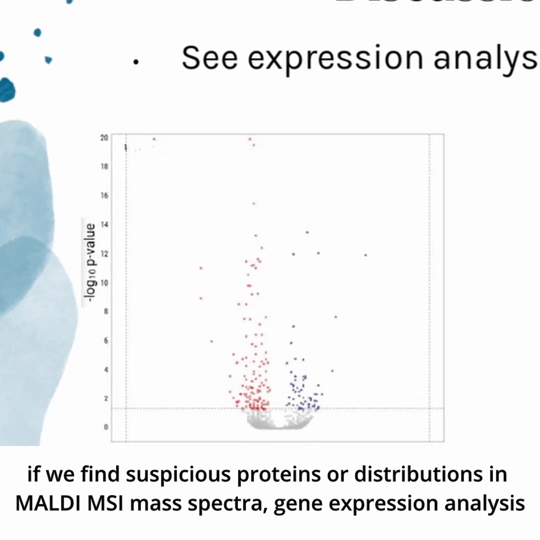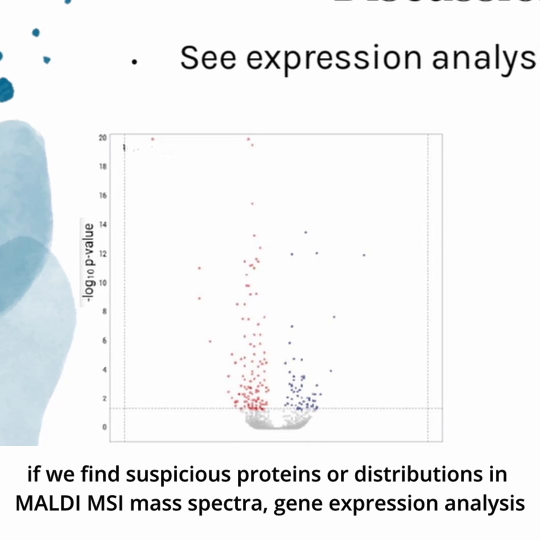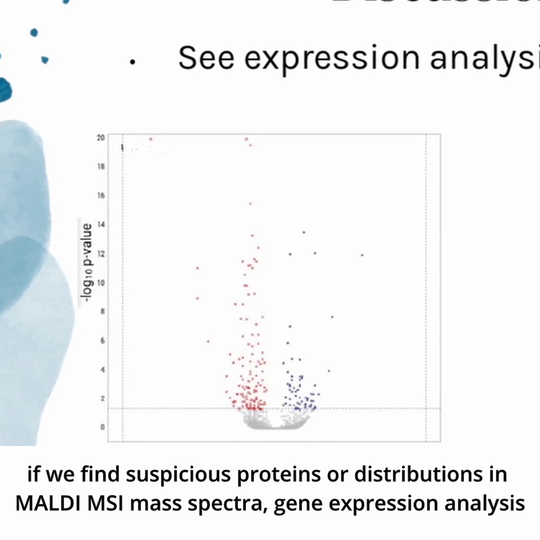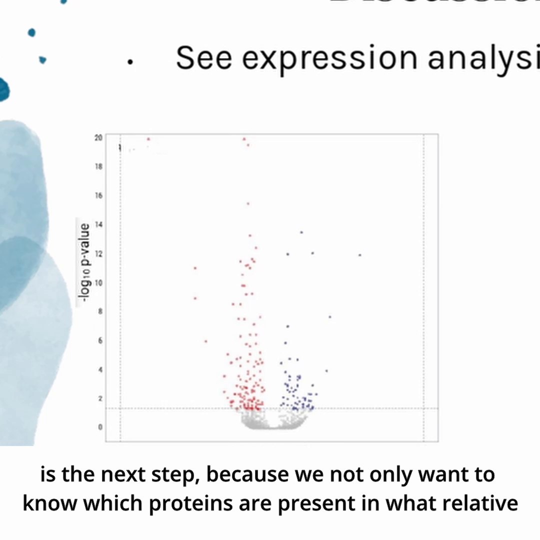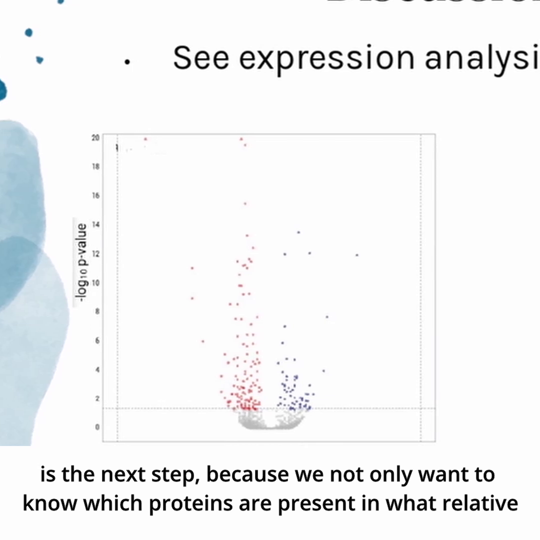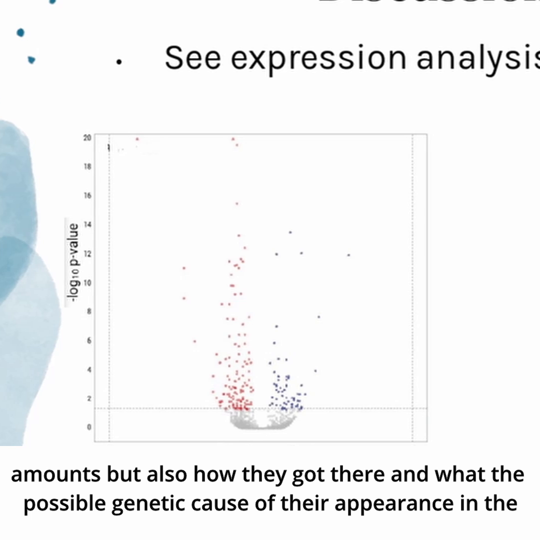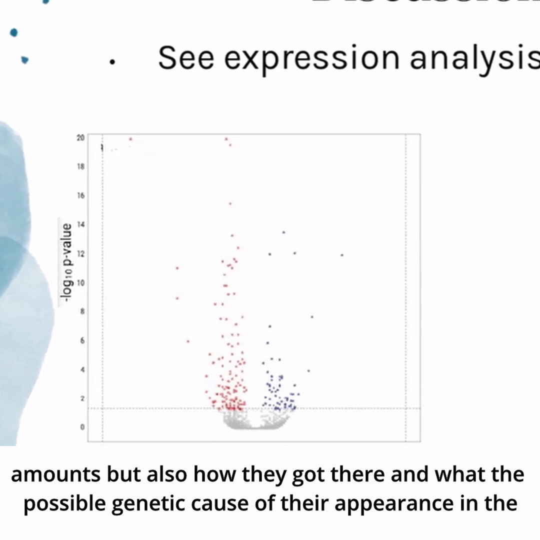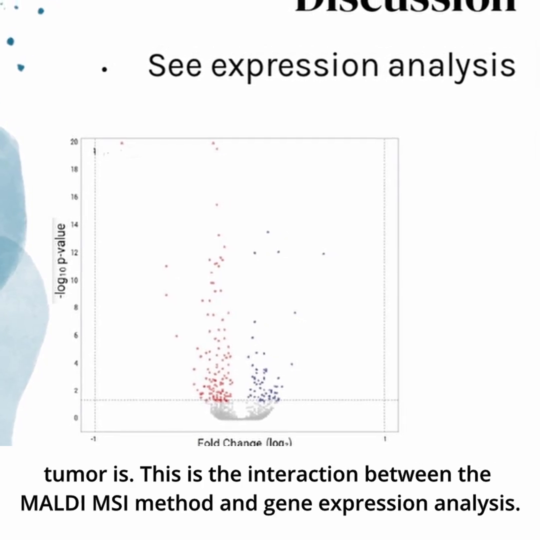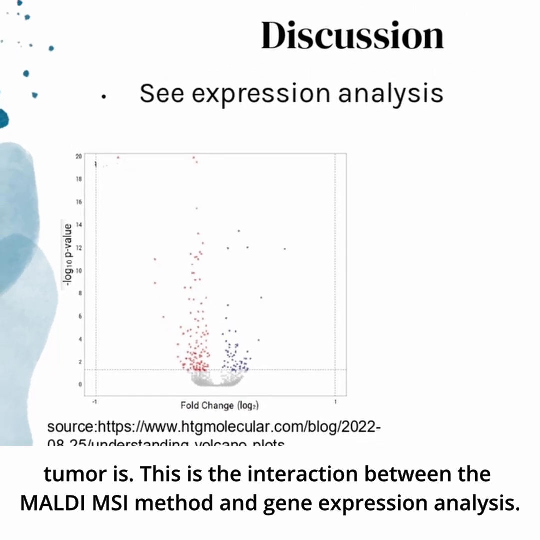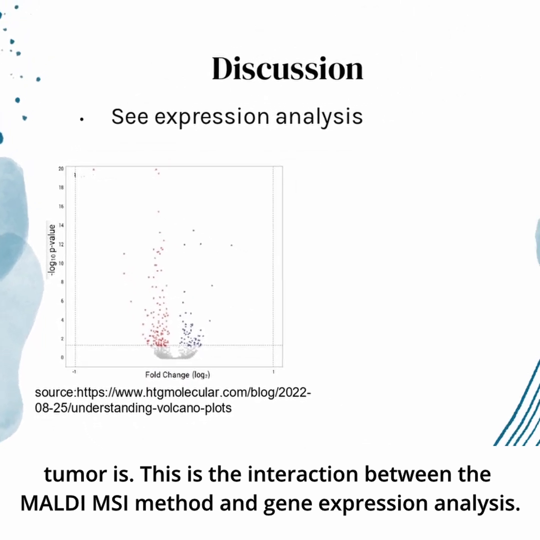However, if we find suspicious proteins or distributions in MALDI MSI mass spectra, gene expression analysis is the next step. Because we not only want to know which proteins are present in what relative amounts, but also how they got there and what the possible genetic cause of their appearance in the tumor is. This is the interaction between the MALDI MSI method and gene expression analysis.